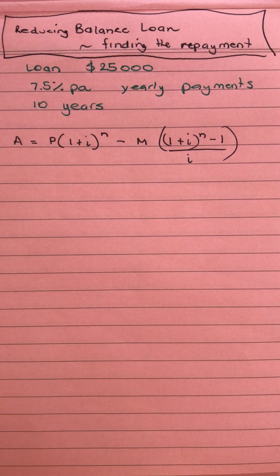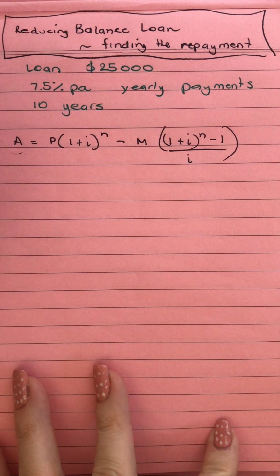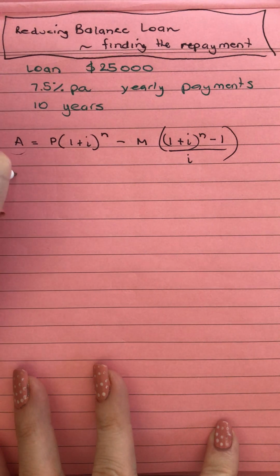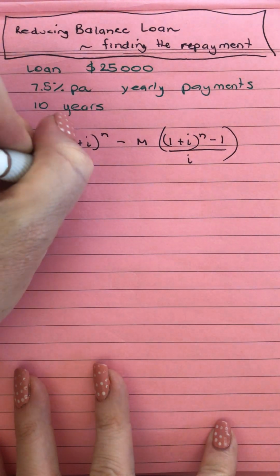Often when students see this question, they get a little bit confused because we don't have an ending value. If we have paid off our loan, then we have $0 to repay. So this A here is the amount left to repay. If we've got 0 there, we can put in the rest that we know. So we know that we've borrowed $25,000.